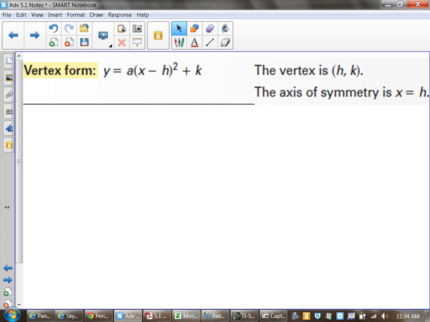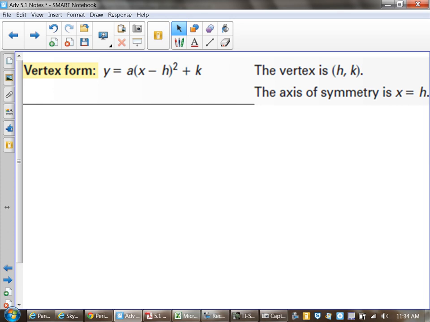What I want you to see here with vertex form is, did you guys notice that our best friends in the whole wide world, a, h, and k are back again? Do you remember when we first talked about a, h, and k with the absolute value? We had a horizontal and a vertical shift. The h shifted it left and right, horizontal. The k shifted up and down, vertical.